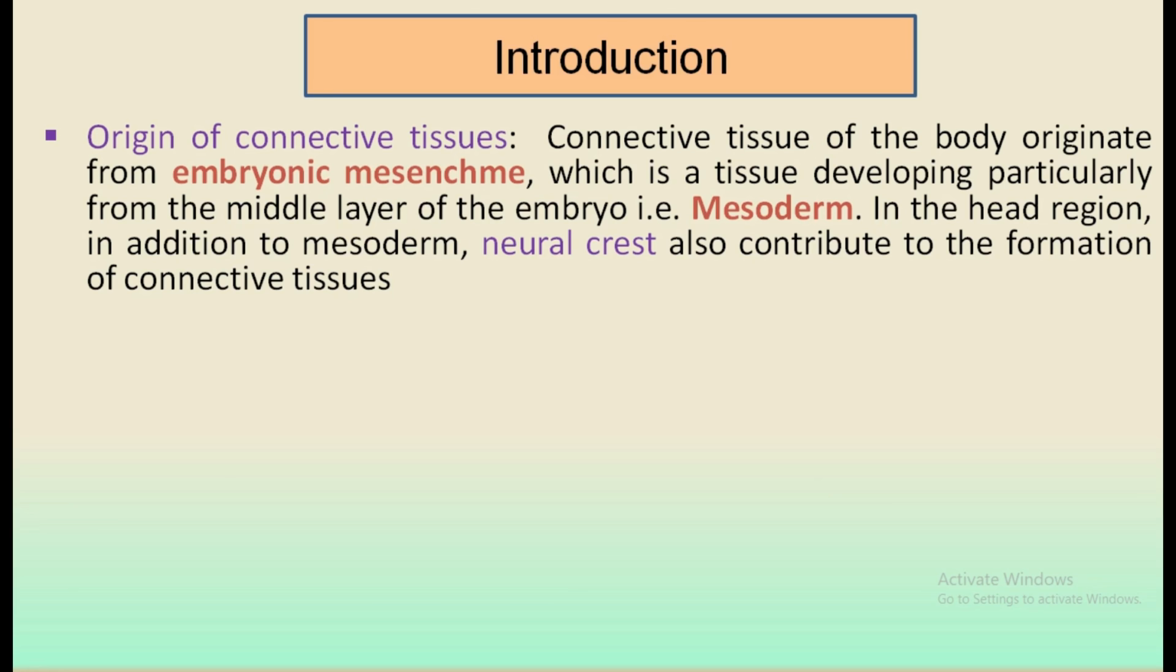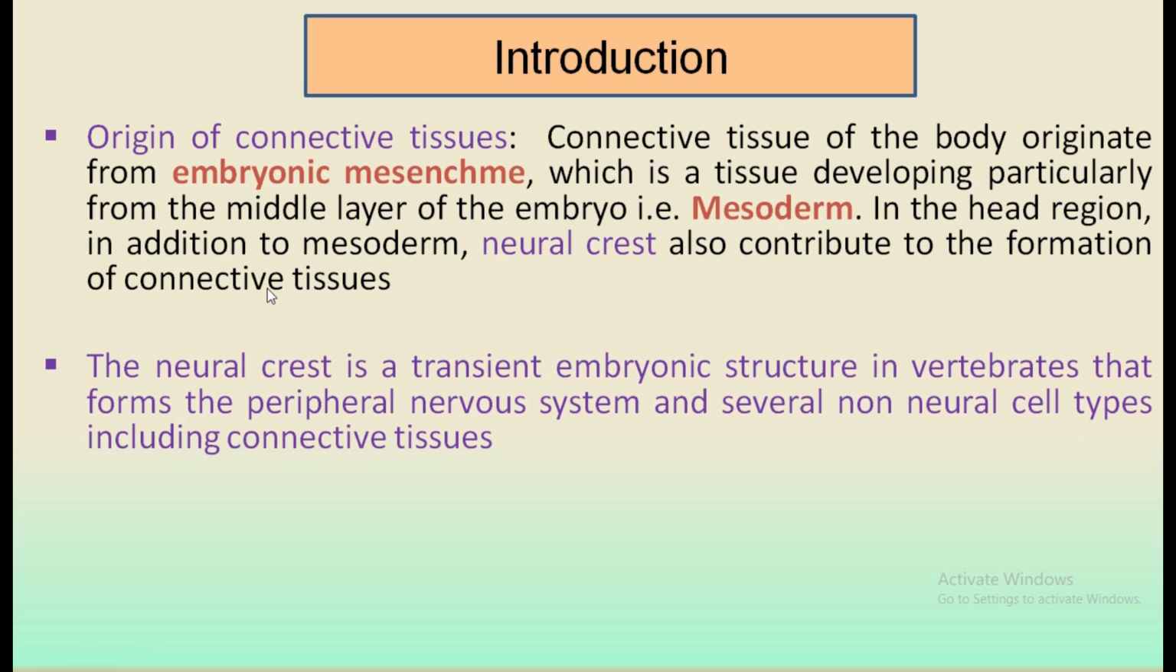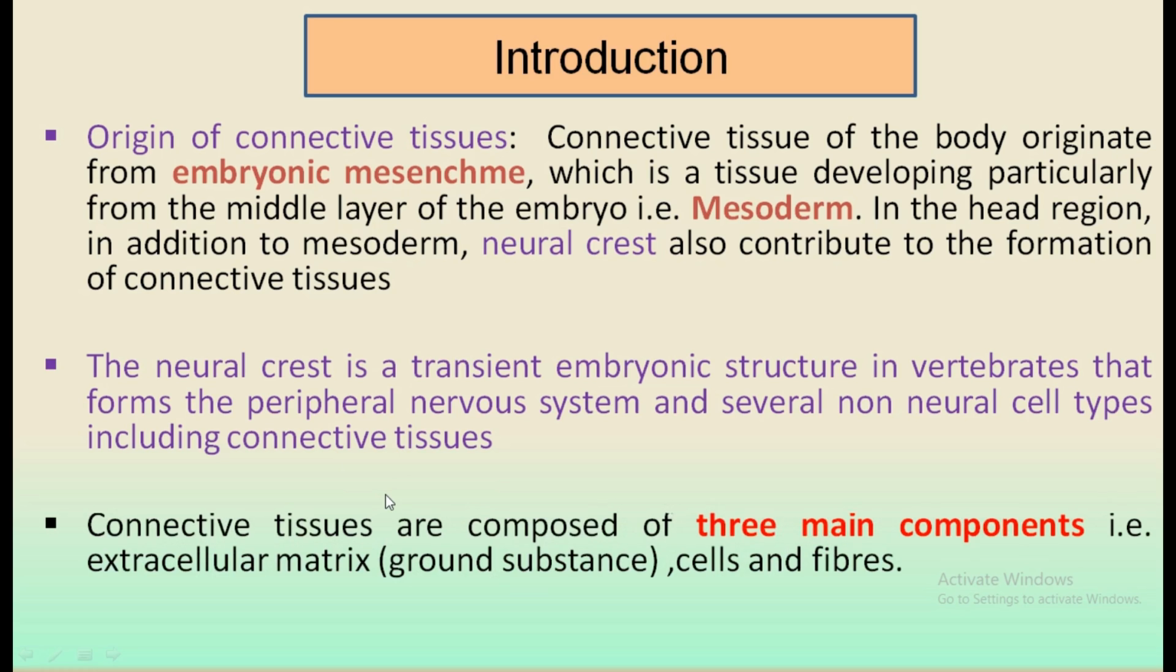The origin of connective tissues is from the mesoderm, a germ layer of the embryo, and the mesoderm differentiates into the embryonic mesenchyme, which is a tissue developing particularly from the middle layer of the embryo. In the head region, in addition to mesoderm, the neural crest also contributes to the formation of connective tissues. The neural crest is a transient embryonic structure present in vertebrates that forms the peripheral nervous system along with several non-neural cell types like the connective tissues.